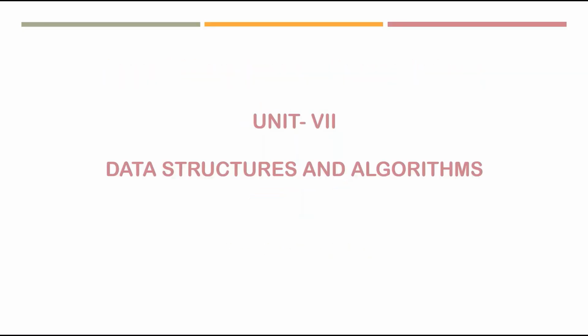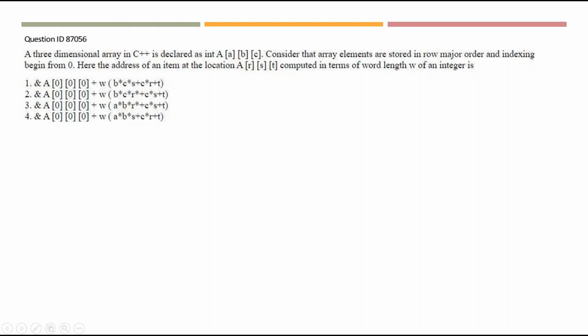Let's discuss Unit 7 solutions. A three-dimensional array in C++ is declared as int a[A][B][C]. Consider that array elements are stored in row major order and indexing begins from 0. Here the address of an item at the location A[R][S][T] computed in terms of word length W of an integer is.